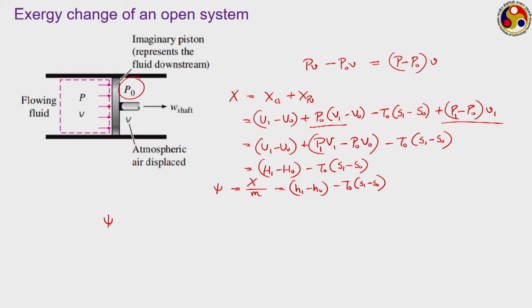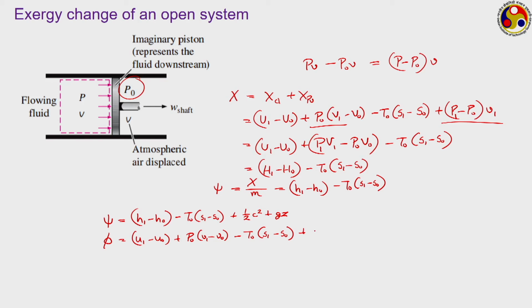Like so, the generalized expression for exergy per unit mass for an open system can be written as h1 minus h naught minus T naught into S1 minus S naught plus half c square, where c is the velocity with respect to the surrounding, plus g into z, where z is the elevation of the system with respect to the surrounding. Similarly, for a closed system, it will be equal to u1 minus u naught plus p naught into v1 minus v naught minus T naught into S1 minus S naught, which we already had, plus add the kinetic energy per unit mass and potential energy per unit mass to get the total exergy for a closed system and here for the open system.